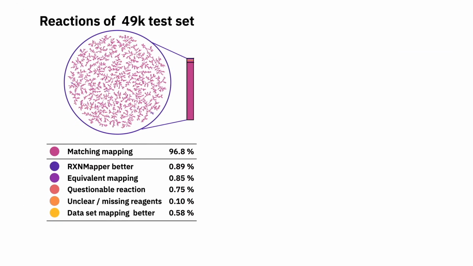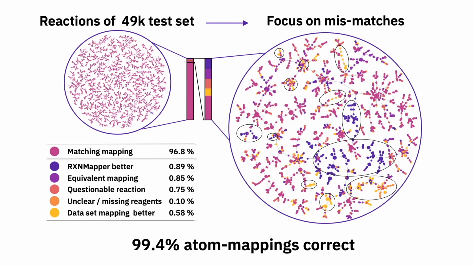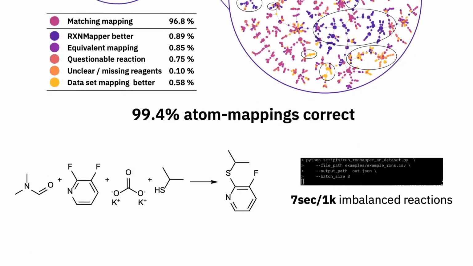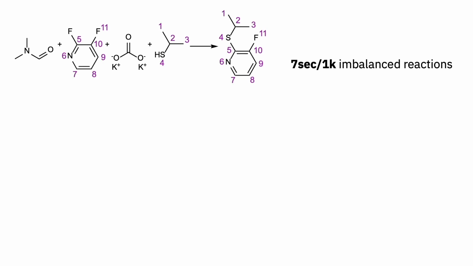On a test set of 49,000 chemical reactions, we found that Reaction Mapper mapped more than 99% correctly. Sometimes even better than the ground truth. The atom maps are not only of high quality, but can also be generated much faster than previous tools.